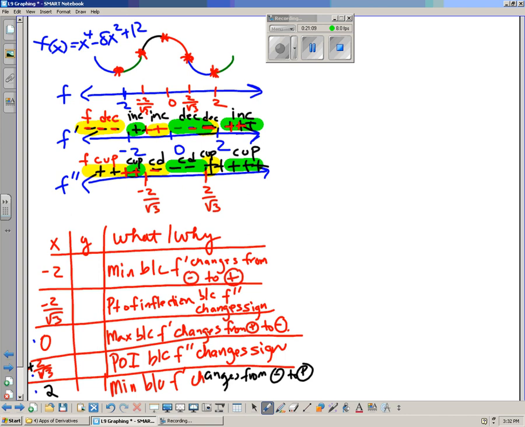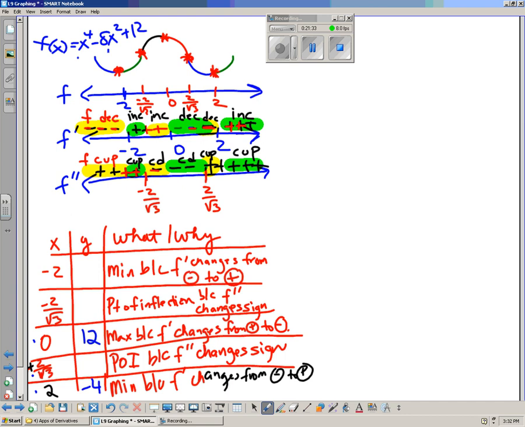So at 0, if we plug in 0 for x, 0 to the fourth minus 8 times 0 squared plus 12 is 12. So there's my y value. 2 is easy. 2 to the fourth is 16. 2 squared is 4 times 8 is 32. So now we have 16 minus 32 is negative 16, plus 12 is negative 4.